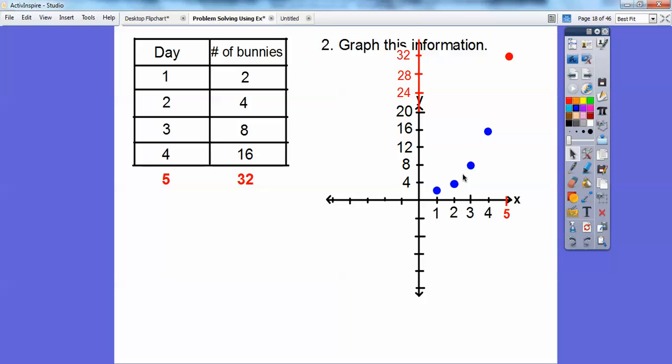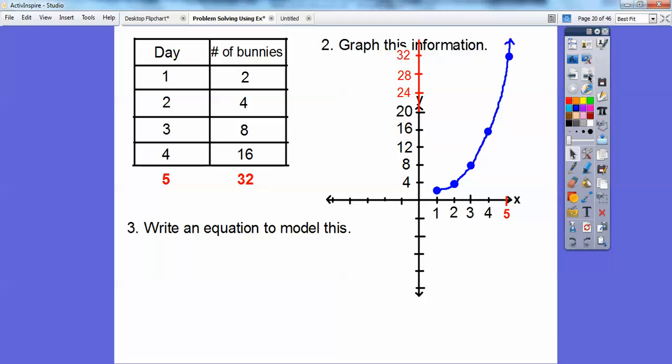And then what happens is exponential graphs always make this kind of, they call it almost a J curve. It almost makes a J curve right there. So there's the exponential graph. If I did 6, you guys, it would be up there at 64. It would be up off the page right there. So there's that right there.